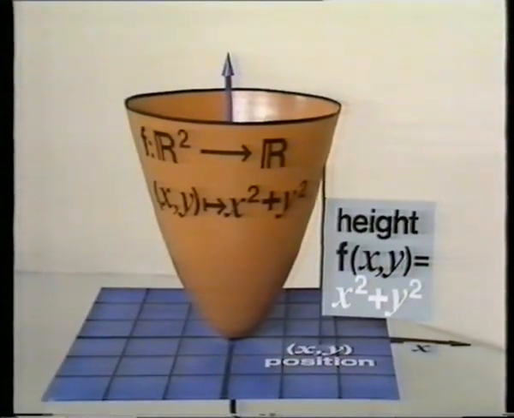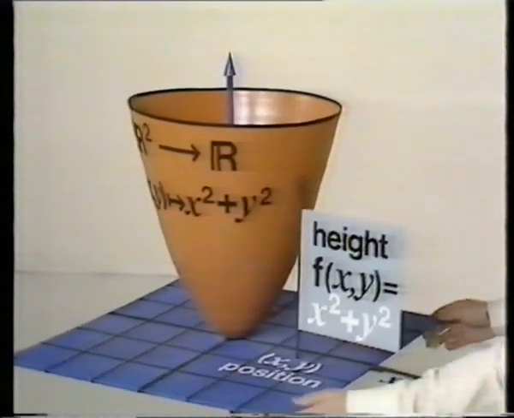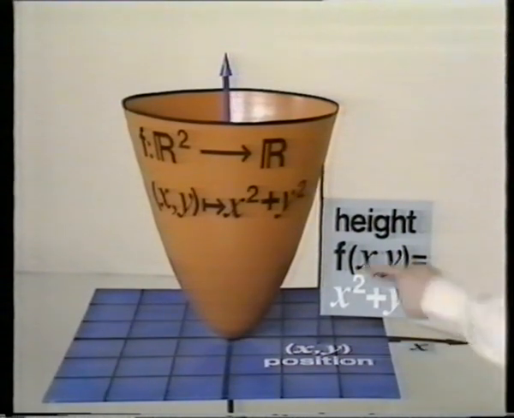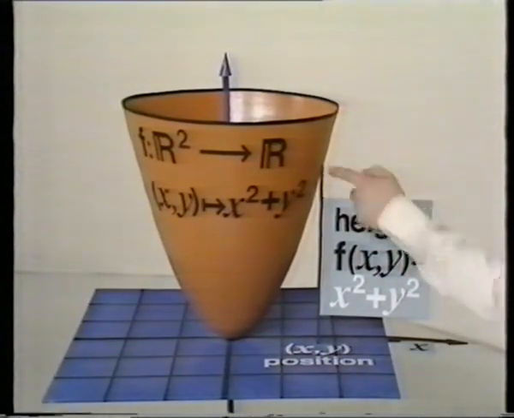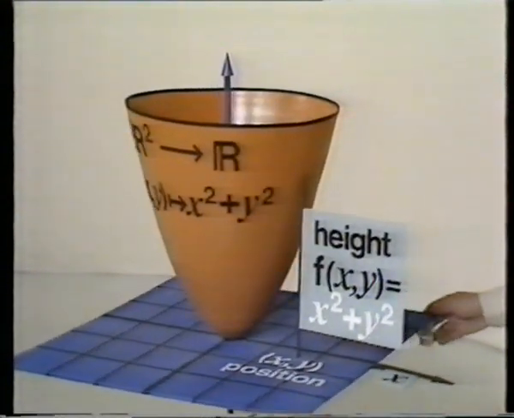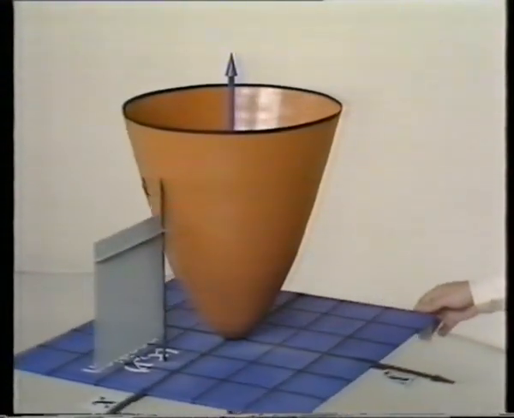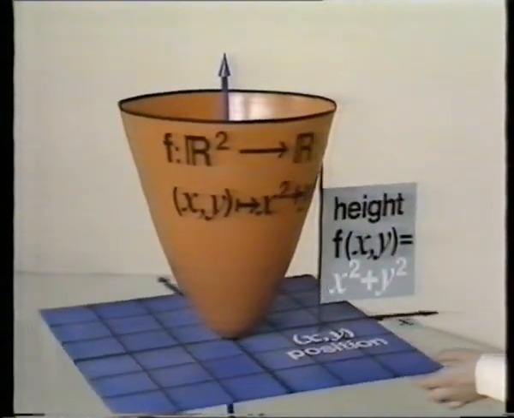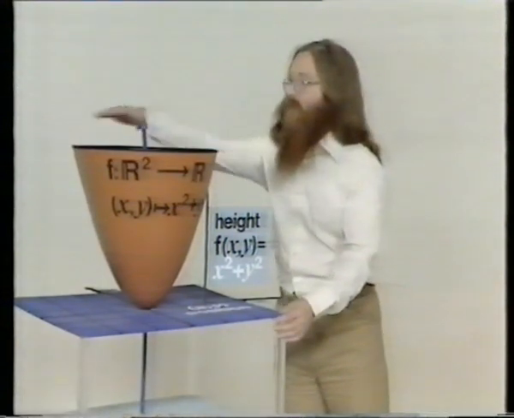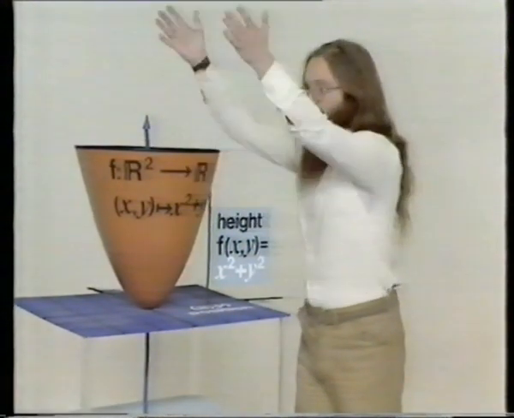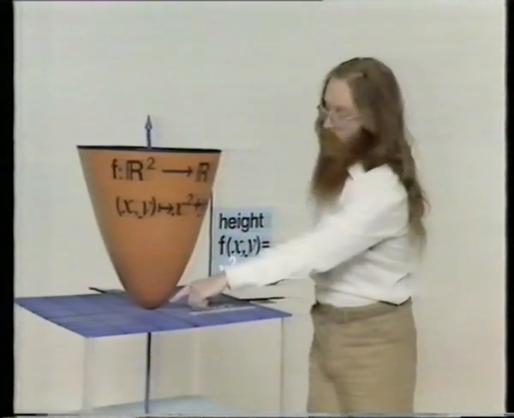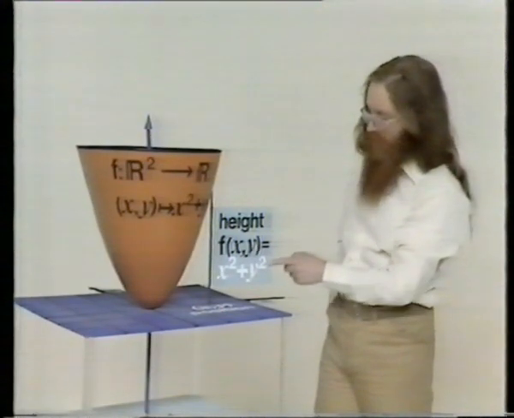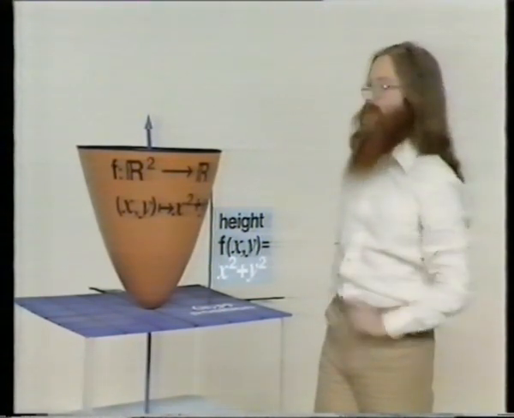And the graph turns out to be a surface. For each position xy, we use the rule f to obtain the height of the surface. And if we do that for every point xy, we get this shape of surface. Well, we've cut it off here with a vertical slice, but it really goes upwards indefinitely. That's because as we take points xy further and further from the origin, the height, that's the value of x squared plus y squared, keeps on increasing.